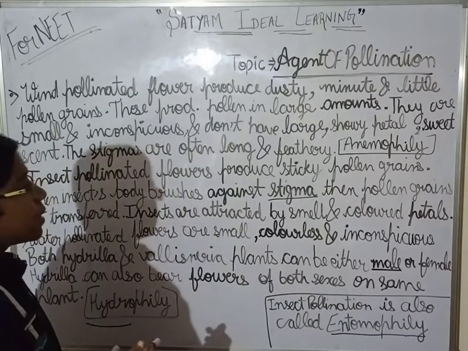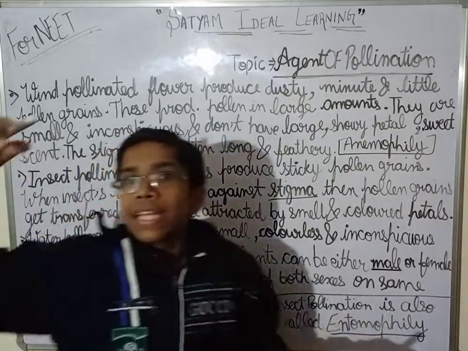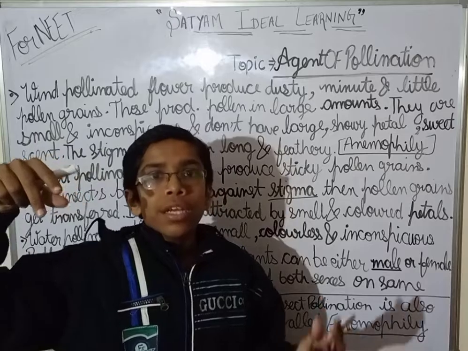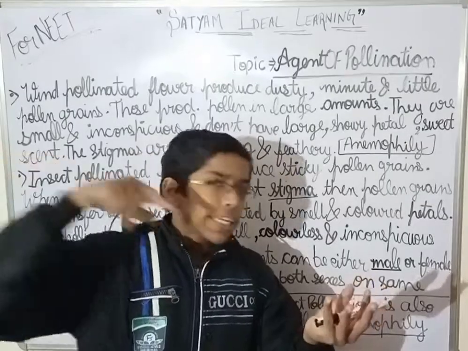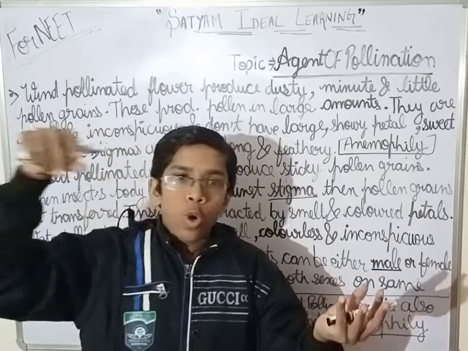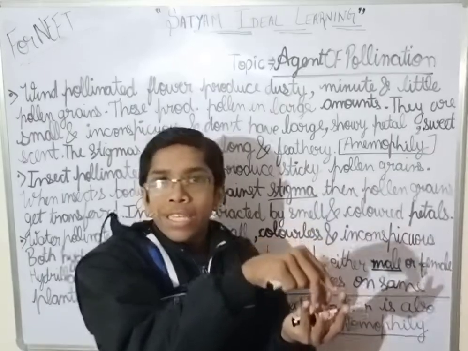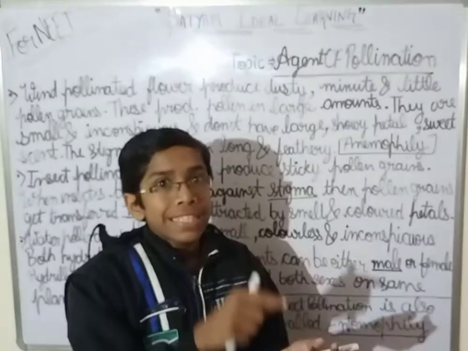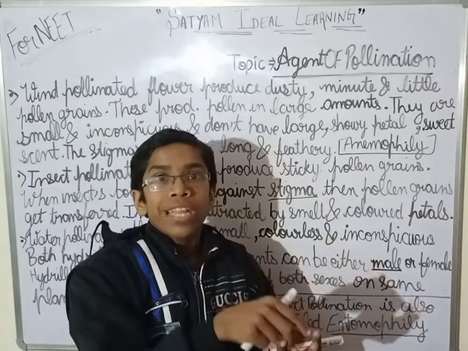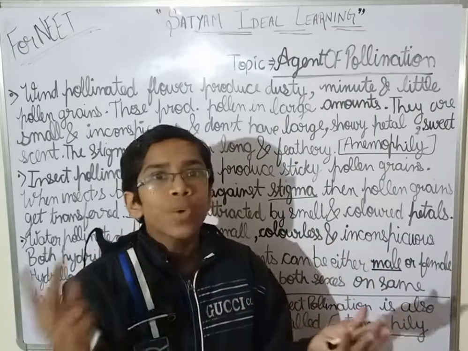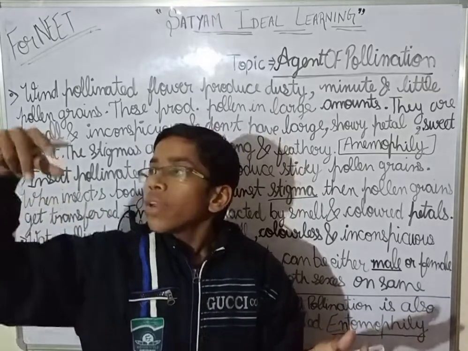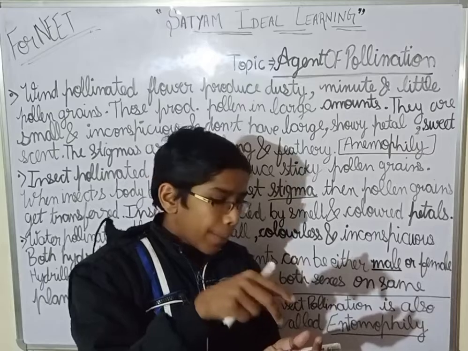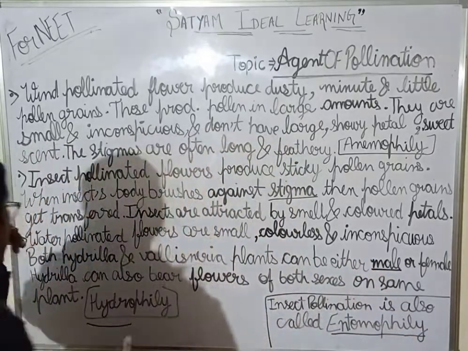Now what happens when the insect gets attracted to it? This is the flower and the insect is there. Now it has been attracted to this flower and it will go to take nectar. Nectar is very sweet and insects need it. We are talking about the honeybee now, which comes to the plant and takes nectar.